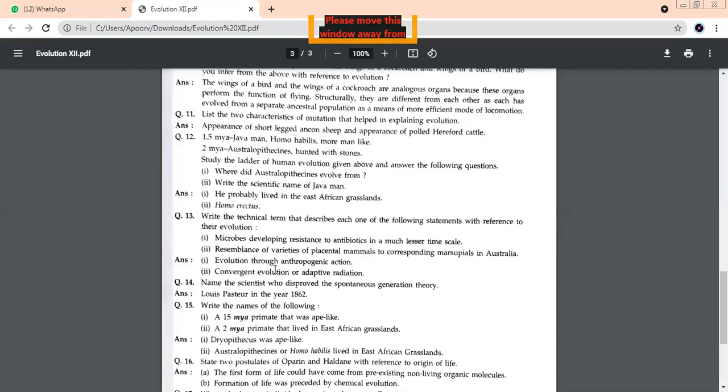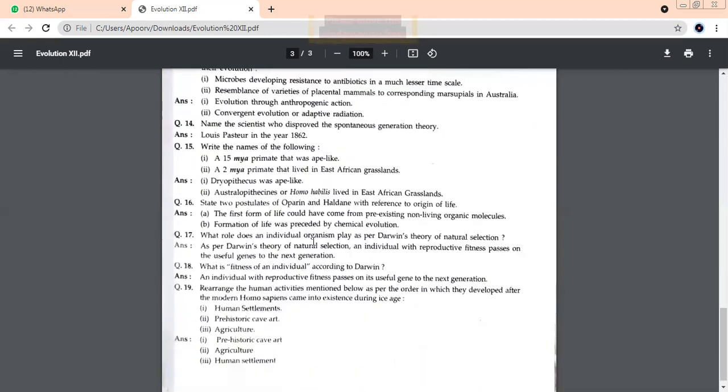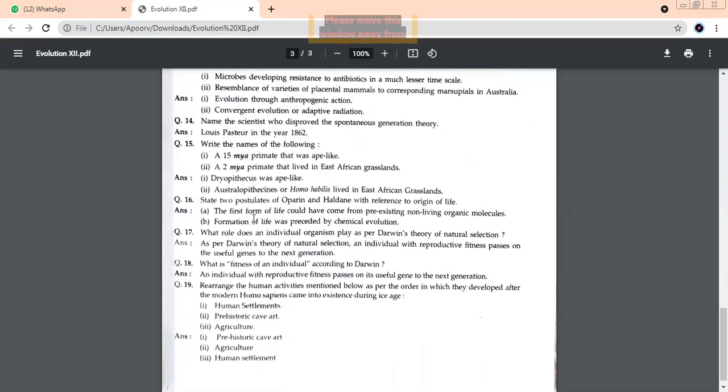Name the scientist who disapproved the spontaneous generation theory. Louis Pasteur. Who disapproved this theory? Louis Pasteur. Questions 14 and 15 we have already done. The Oparin-Haldane model I did in detail with you. Just read question number 16 and 17. Let's do it. And 18 also, it's a simple one.